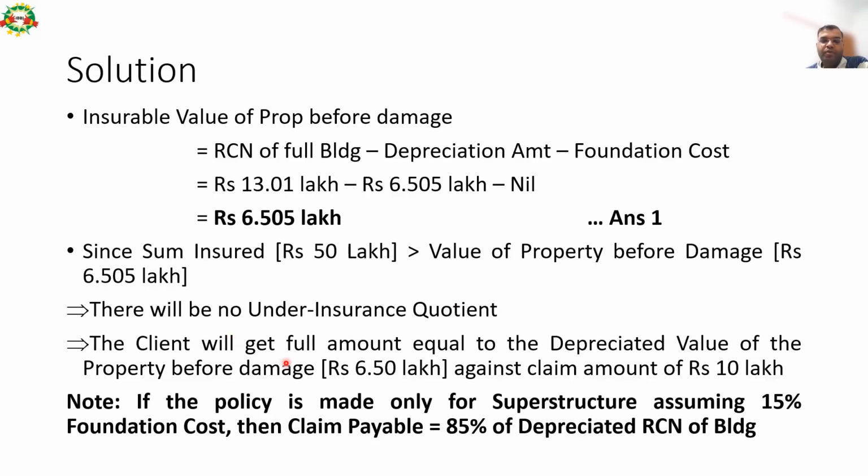If the policy is made only for superstructure, assuming foundation at 15% of cost, then claim payable will be equal to 85%. So if foundation cost is given as 15%, we will deduct that value from the RCN of the building, and then 85% of the depreciated RCN value will be the answer to that question.